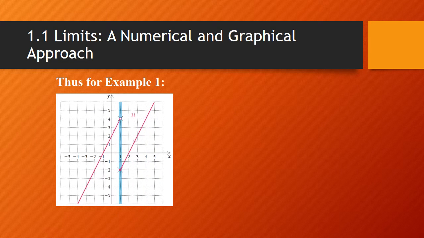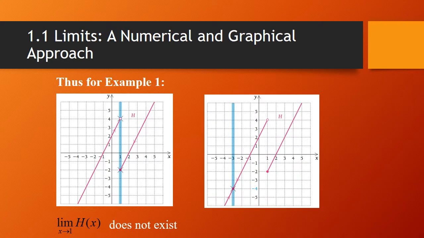Okay, so this is what it looks like. You've got your wall there drawn in blue. And as you approach x equals 1 from the left, you have an x there at y equals 4. As you approach from the right, you have an x there at y equals -2. So the limit does not exist because they don't end up in the same location. This one, on the other hand, as you approach from the left and from the right, both locations end at -4. So the limit does exist and it equals -4 when x approaches -3.